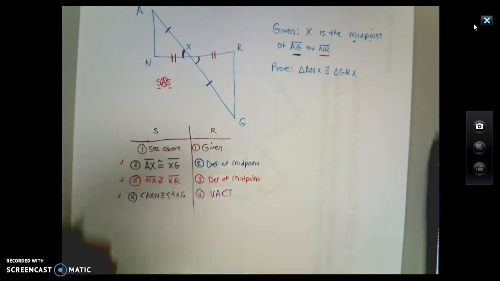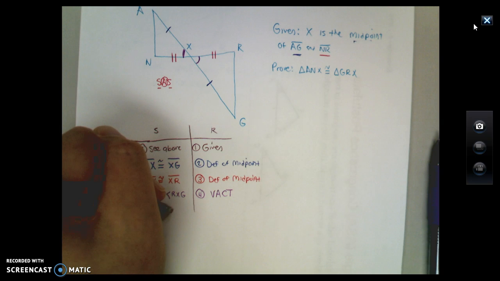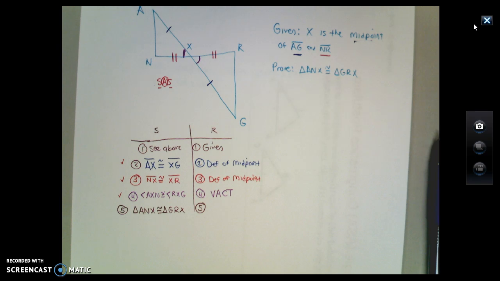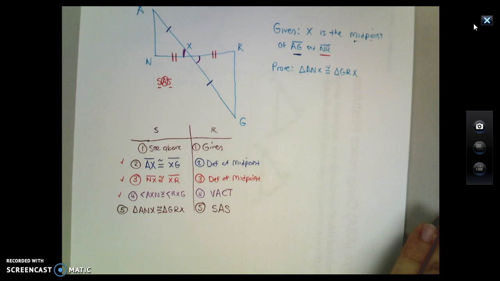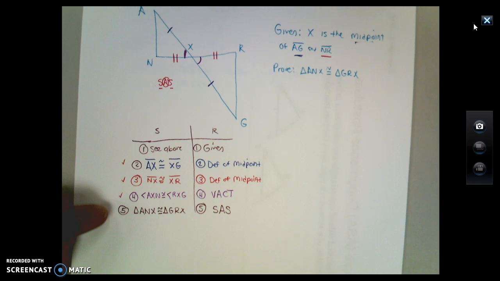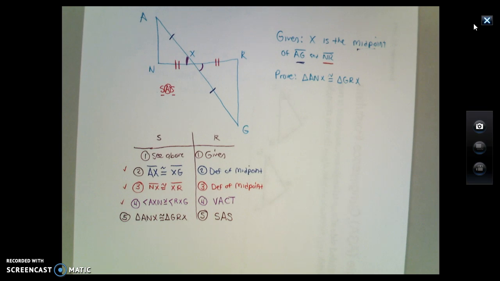So to write that final statement, we're going to say triangle ANX is congruent to triangle GRX. And the reason that we're going to write for that is which of the 5 congruence theorems did we use? So in this case, this was SAS. You just have to write the abbreviation SAS representing side, angle, side here. And thus our proof is over. So always go back and check before you write that final statement, just to make sure you gave enough information here. Okay?